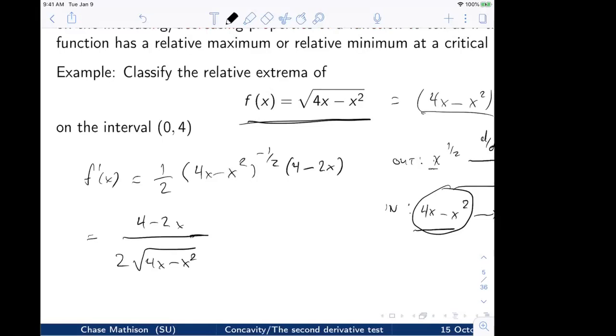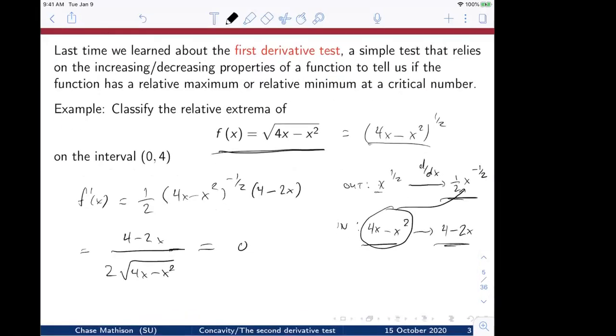Okay, what do I want to do with this? Set it equal to 0. Exactly. So I have this fraction equals 0. What does that tell me? The numerator equals 0. Perfect. So I get from this 4 minus 2x is equal to 0, which tells me that x is equal to 2. Do I get any other critical numbers from this?